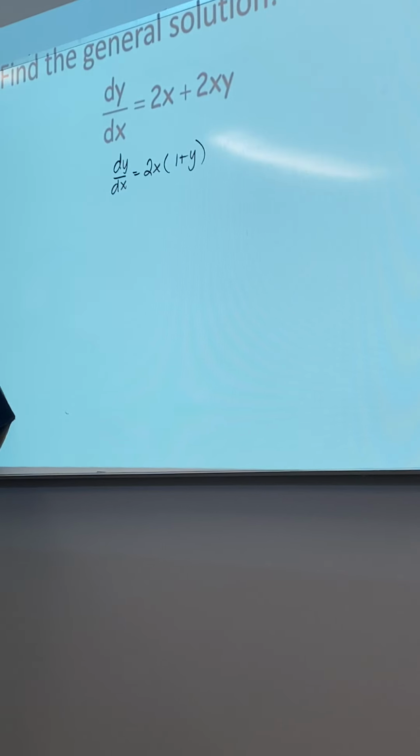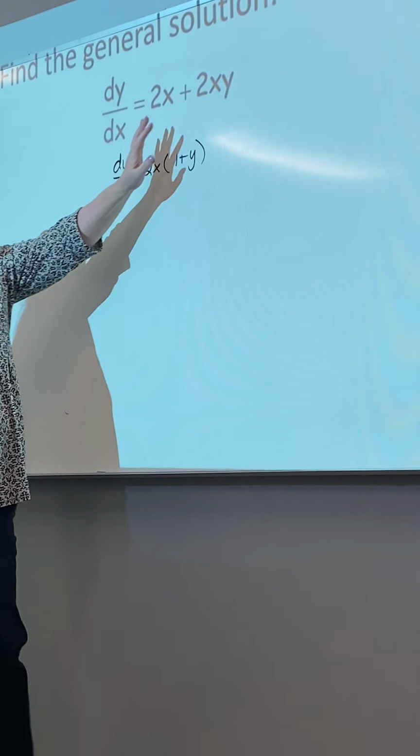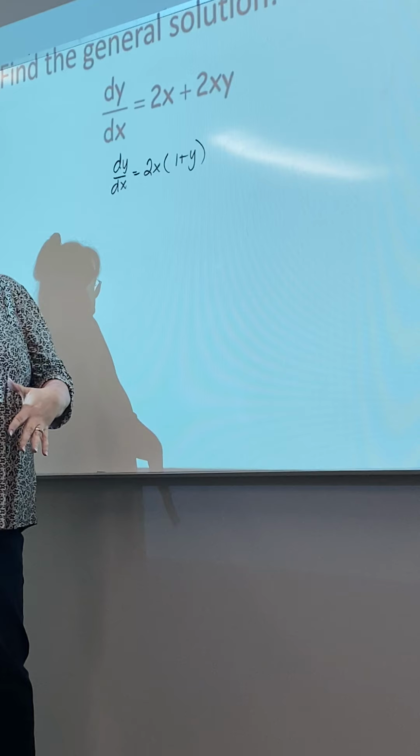So that I can then do that cross divide, whatever he calls it over there. What's on the other side? dy over dx, all I did was factor out a 2. Never mind. You don't have to put it back in.